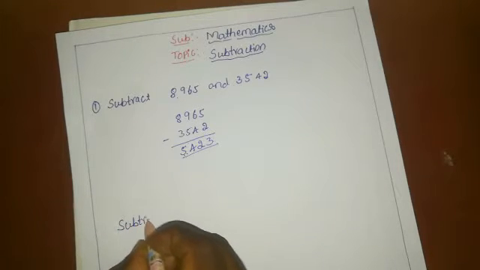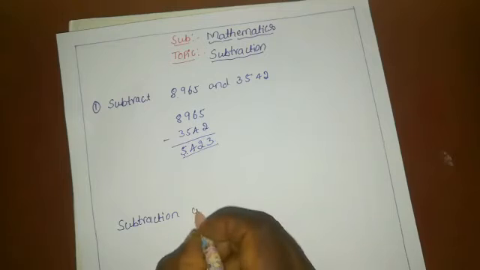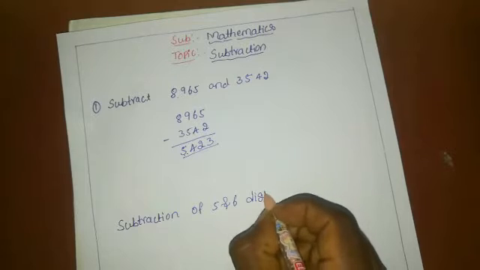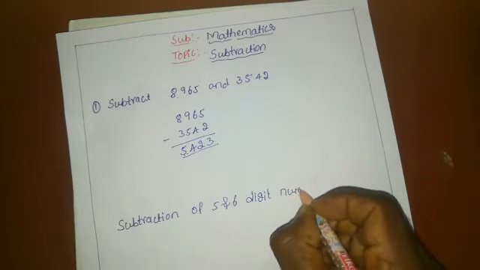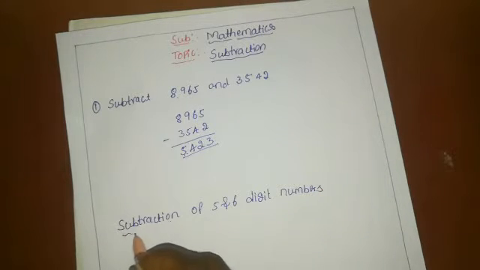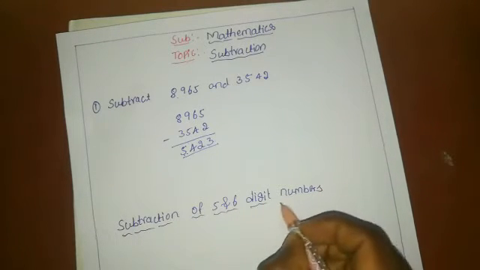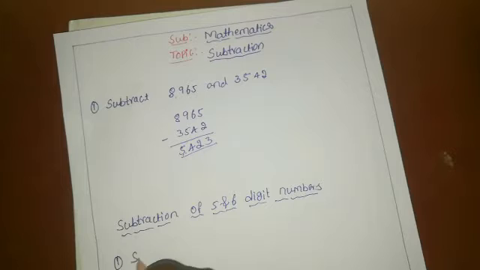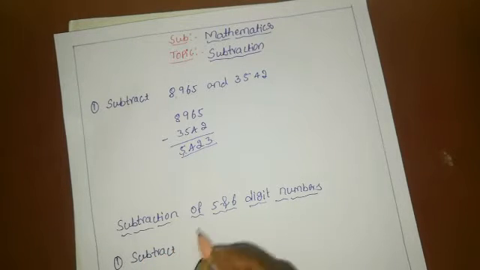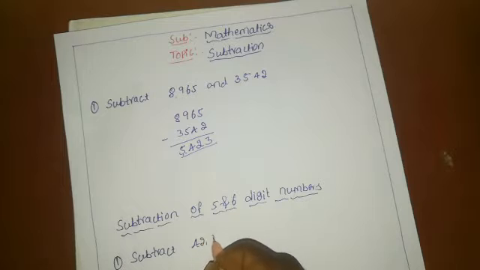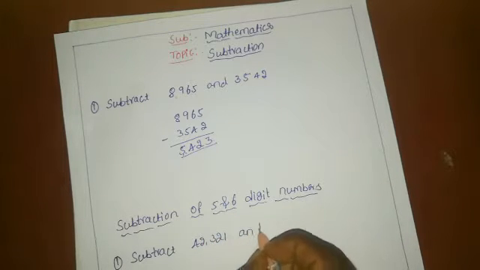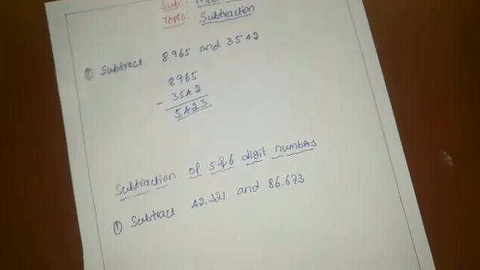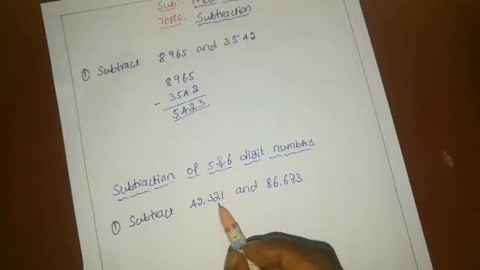Now, subtraction of 5 digit and 6 digit numbers. Then how do you subtract large numbers? Large numbers means 5 digits or 6 digits, more than 4 digits. For example, subtract 42,321 and 86,673. Now we have to subtract these two numbers, which have 5 digits.